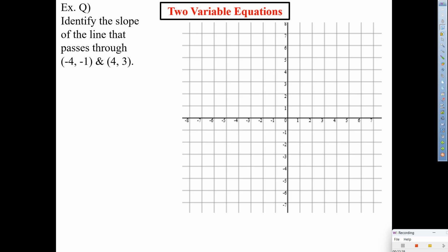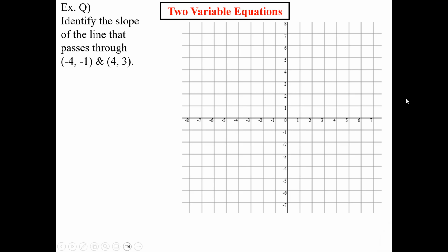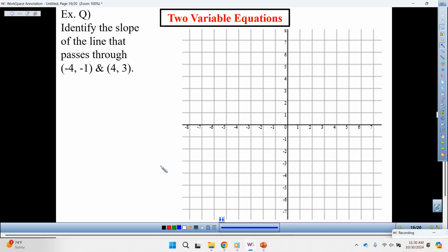So let's do this one together. Here we go. I'm going to use blue, if you have blue. My first point is -4, -1. So let's plot that one. -4 of x, -1 of y is right there. So plot it on your graph paper. There it is. Next, we plot the second point. 4, 3. So we go to 4 of x, 3 of y, which is up here. Plot your other point.